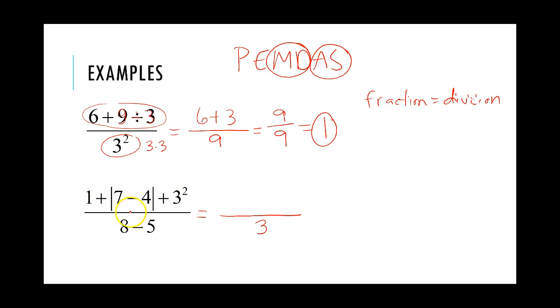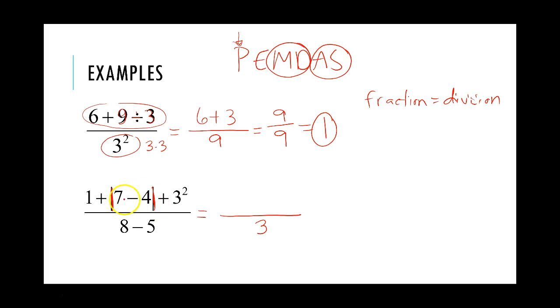So if I'm looking at the top, well, the first thing I have to do is parentheses. But I don't really have any parentheses. But I do have absolute value bars. So absolute value bars are going to serve in that exact same first step. So if you have the absolute value bars, we want to figure out all of that first.